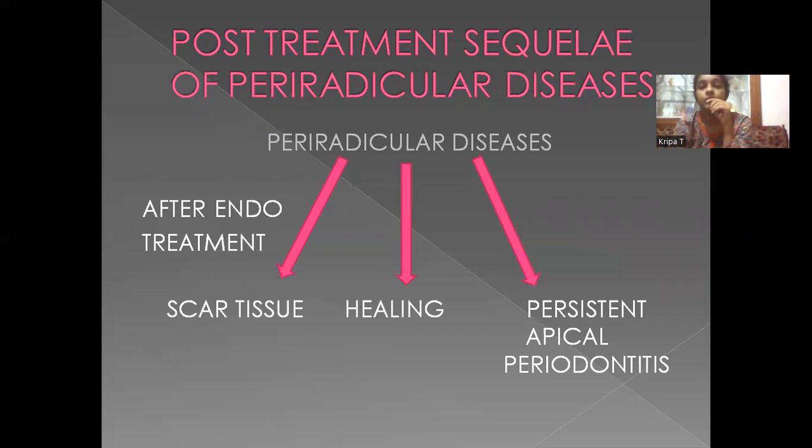So now, following the treatment of a periradicular disease after an endodontic treatment, what will happen to the periapex? Either it will have a complete healing, or it can heal by forming scar tissue, or it can remain as a persistent apical periodontitis.